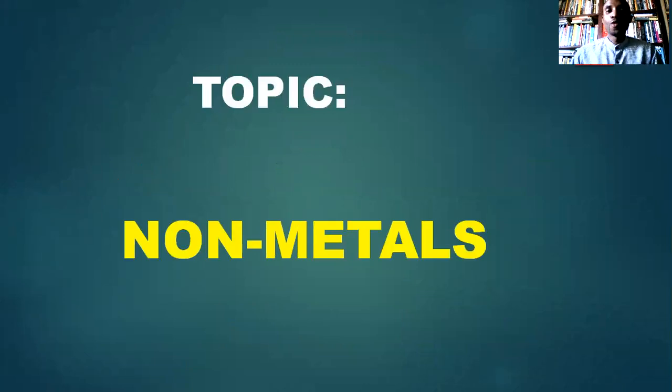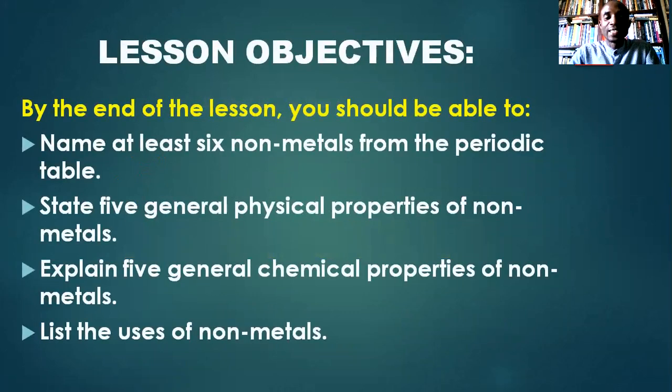This particular video will focus on nonmetals, and it's expected that by the end of this video you should be able to name at least 6 nonmetals from the periodic table. Next, you should be able to give at least 5 general physical properties of nonmetals, then explain 5 general chemical properties of nonmetals and list uses of nonmetals. So these are the objectives we want to achieve by the end of this particular class.